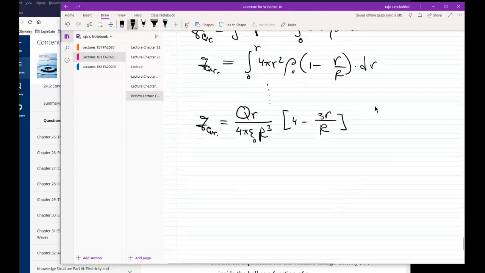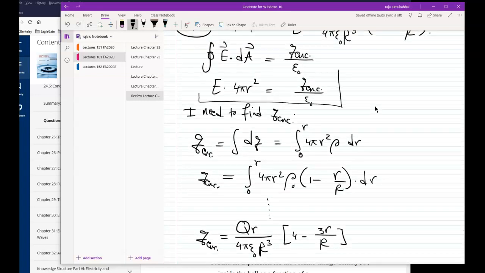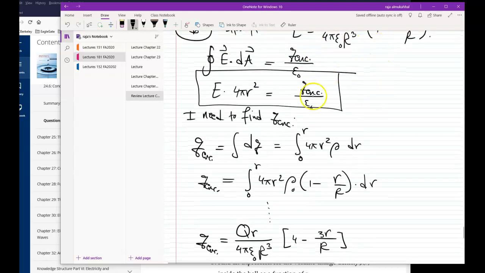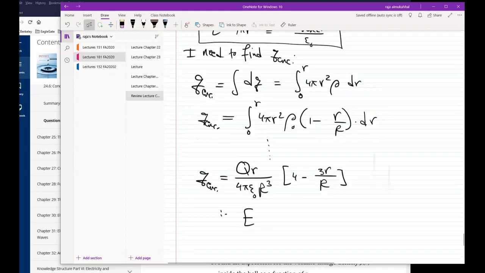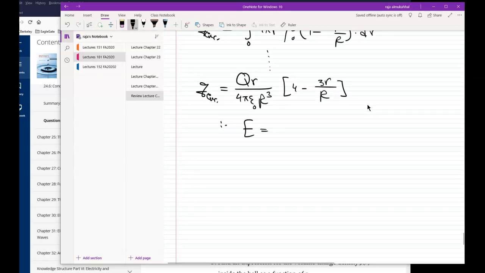I'm sorry, this is just for the Q enclosed. I'm a little bit ahead of myself. So therefore, go back to this equation right here and solve for E. I already have Q enclosed right at the bottom here, then I just move this to the other side and work out for E. You know what, sorry about that, this is the E here. I am looking at my notes and I think I copied the wrong thing, so this is E right here.